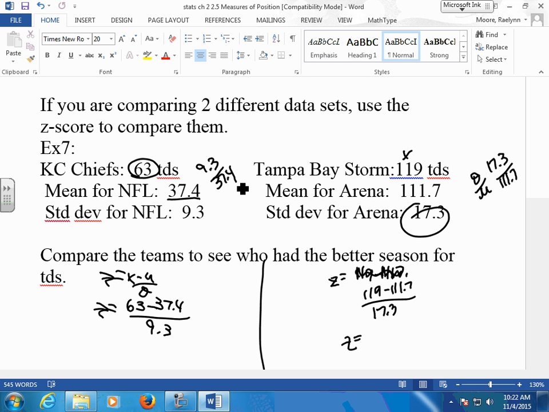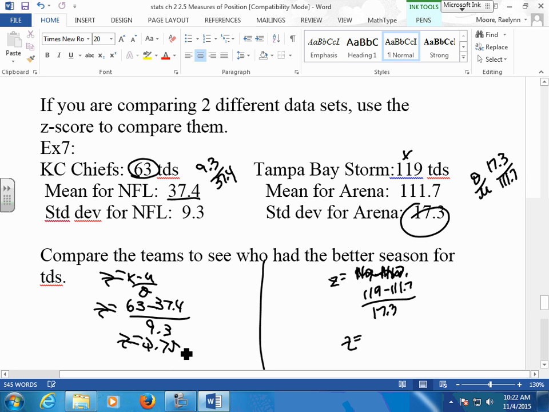So anybody come up with this z-score? 2.75. Pretty high at the top of their field, aren't they? Pretty high. And what's this z-score? 0.42. They're pretty much normal. Aren't they within the plus or minus 1? So technically, which team did better? With respect to their field, the Kansas City Chiefs.